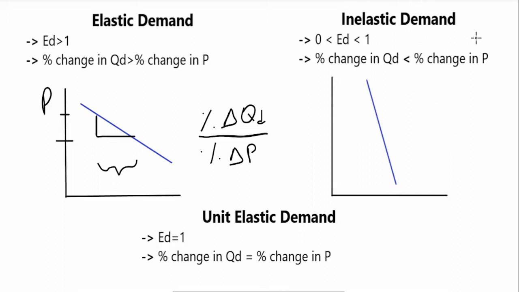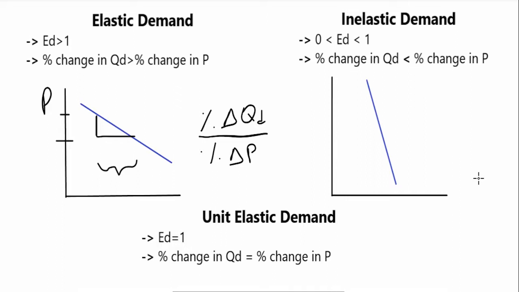Okay, now let's take a look at inelastic demand. Inelastic demand is when it is between 0 and 1. And this means that the percent change in quantity demanded is less than the percent change in price. So that makes sense, right? Because your percent change in quantity demanded has to be much smaller than that of the price in order to get a decimal value. So what does that show in our graph?